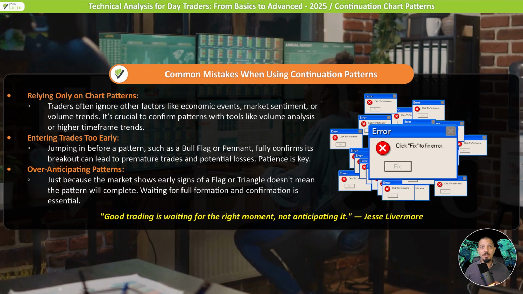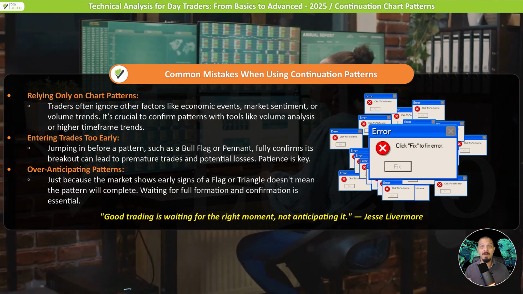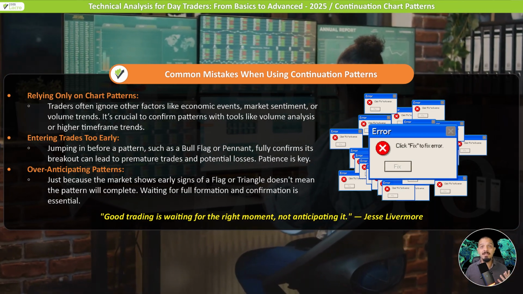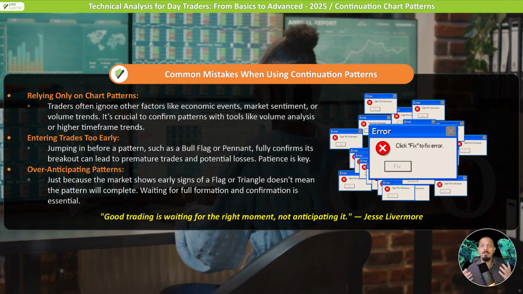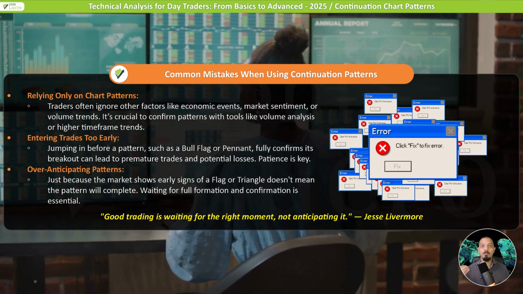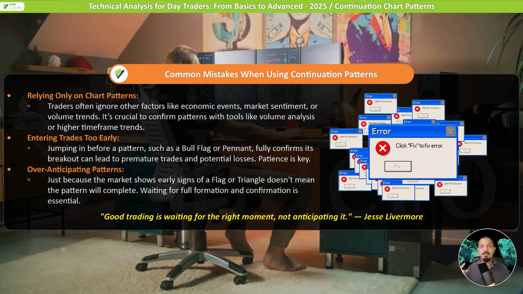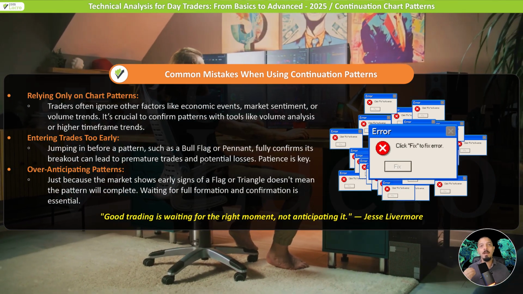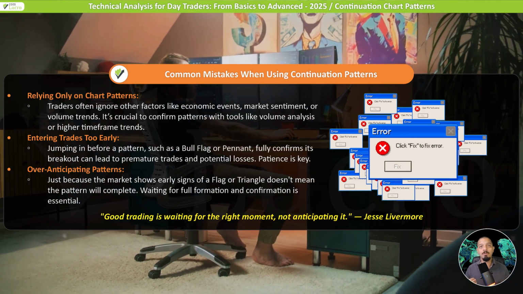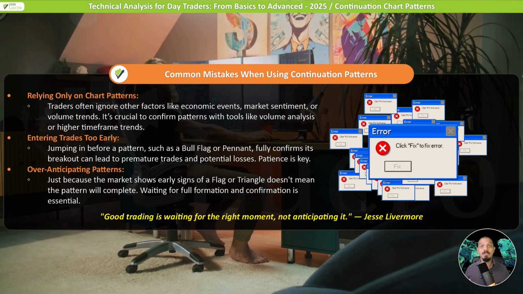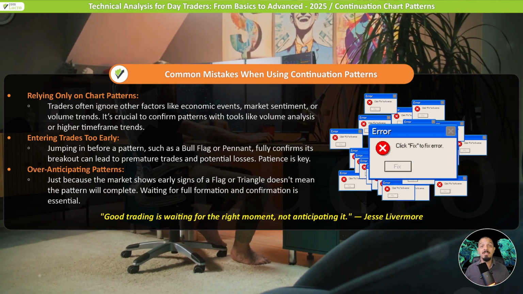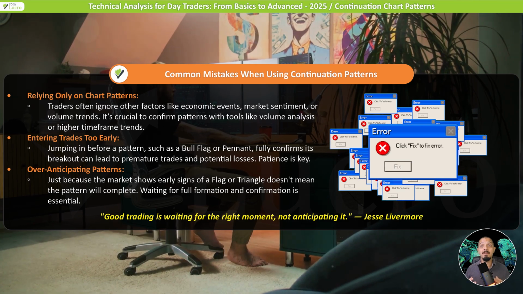Another common mistake is jumping into trades too early before the pattern is fully confirmed. For instance, entering a position before a bull flag breaks above its resistance level or before a pennant has confirmed its breakout can lead to premature trades and potential losses. Patience is really key here. Waiting for a clear breakout or proper confirmation before committing to a position can save you from unnecessary risks. Now, it's also easy to fall into the trap of over-anticipating patterns.